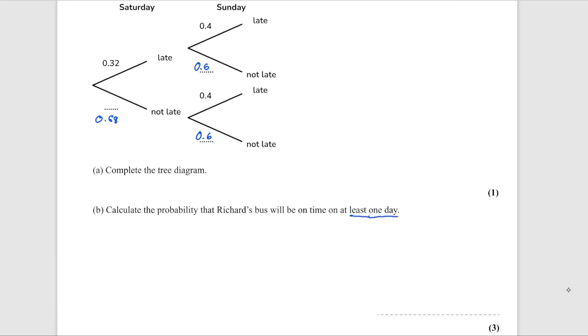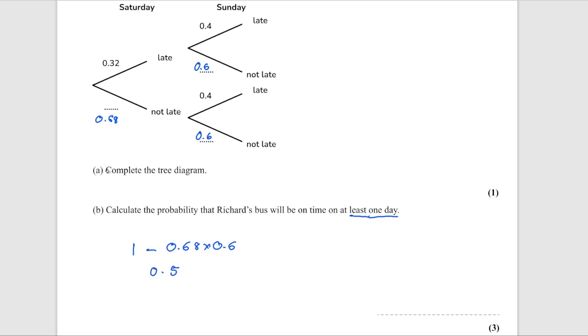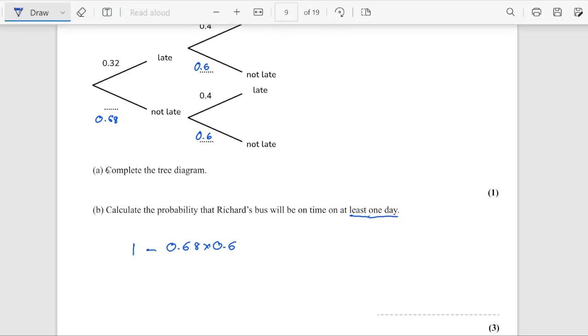So I'm going to do the probability that it is late on both days. So I'm going to do 1 minus 0.68 times by 0.6. So that's going to be 1 minus 0.6 times by 0.68. So that's going to give me 0.592. And I've done that completely, well, not completely wrong. So I think my idea was fine.